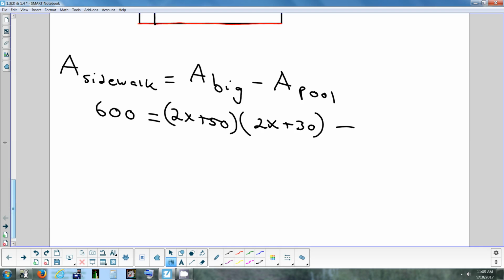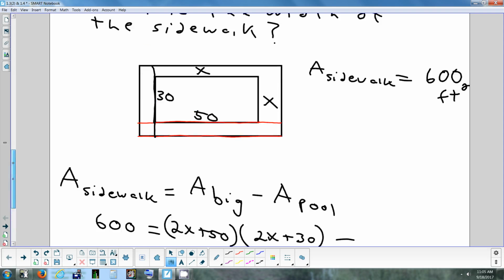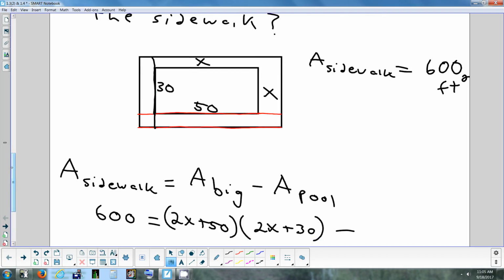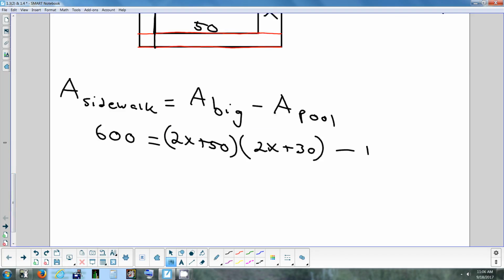Now we subtract out the area of the pool. Now they didn't give us that, but they gave us the dimensions, so we can figure it out. David, what do I get when I do 30 times 50? Yep, we get 1,500. You'll see in a second that's not really going to be important because of something that's going to happen.